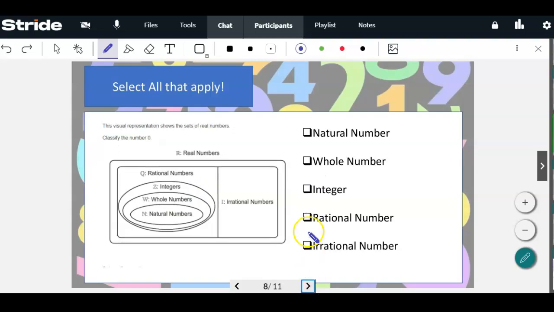All right, so 0, this is the similar question again. 0 is not a natural number, but it's a whole number. So since it's a whole number, it's going to be also an integer and a rational number. So a whole number, it's not natural, it is an integer, and it's a rational, not irrational.